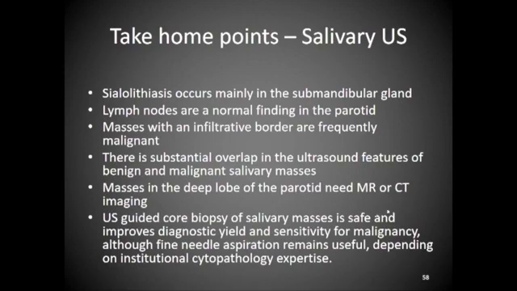Masses in the deep lobe of the parotid need MR or CT imaging, and ultrasound-guided core biopsy of salivary masses is safe and improves diagnostic yield and sensitivity, although if you have great cytopathology support, it is reasonable to begin with FNA.